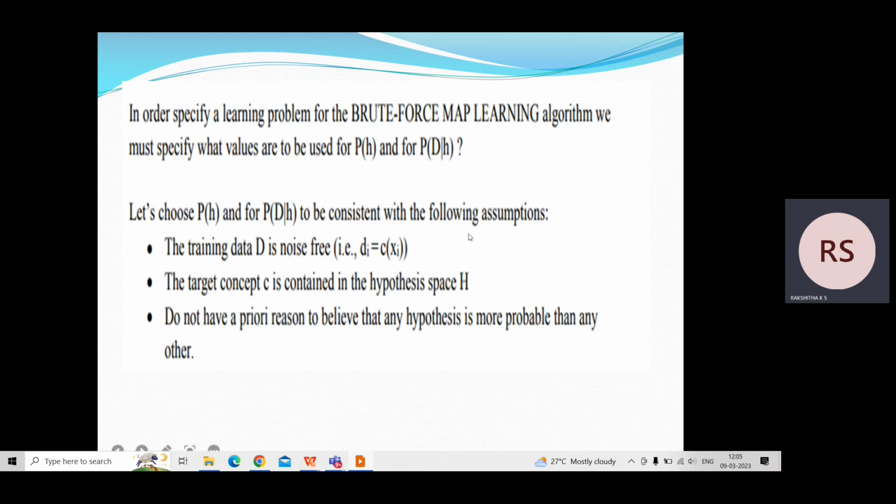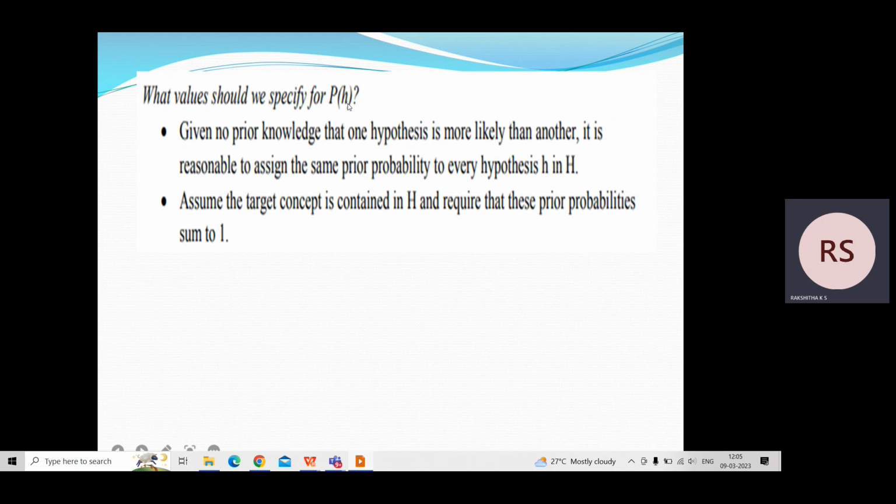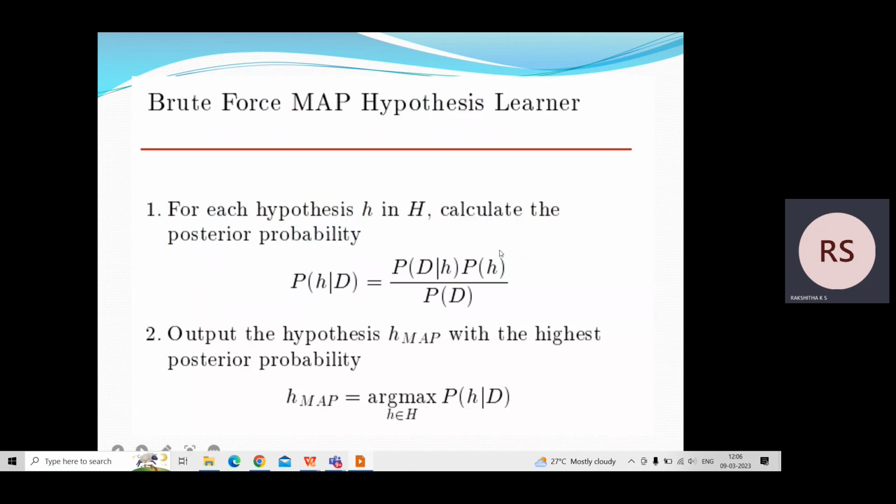And next, let us choose the probability of H as well as the probability of D. So here we are choosing the posterior probability and the prior probability. First we're going to initialize with the training data. D is noise-free data, and we need to calculate the target concept, and we should not have a prior reason to believe any of the hypotheses. Next, what value should we specify for the probability of H? Previously, in the MAP, the maximum a posteriori hypothesis, we have taken that value as 1.